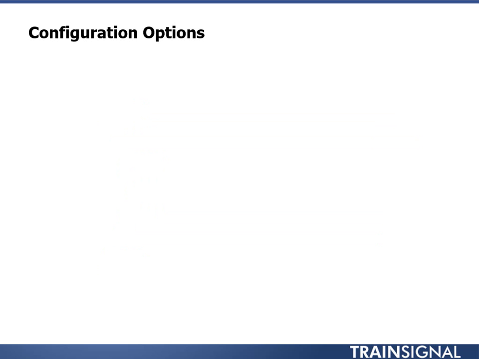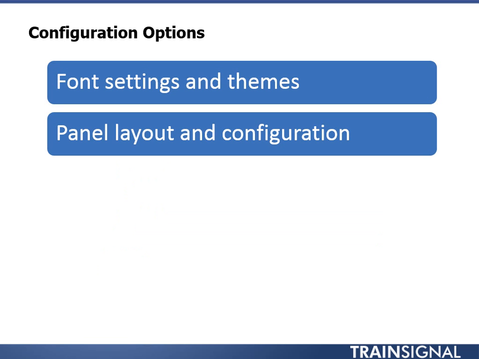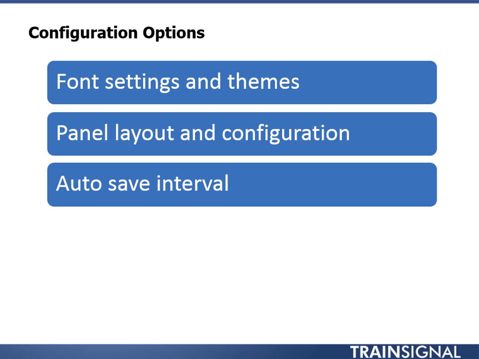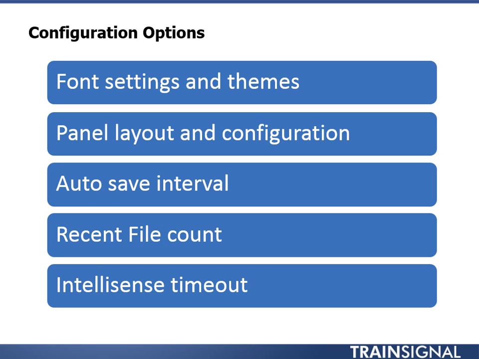We can also configure the PowerShell ISE, so we can really change the look and feel, make it work for us. You can change font settings and themes. You can change the layout and configuration. So if I want the script panel to be on the top and always on the top maximized, I can configure that. I can configure how frequently, how many minutes I want to set the autosave. I can configure how many files I want to recently save. Maybe 10 is too many. Maybe all you want is 5, or maybe you want 20. You can customize that. And you can also adjust things like the IntelliSense timeout. I think the default is 3.